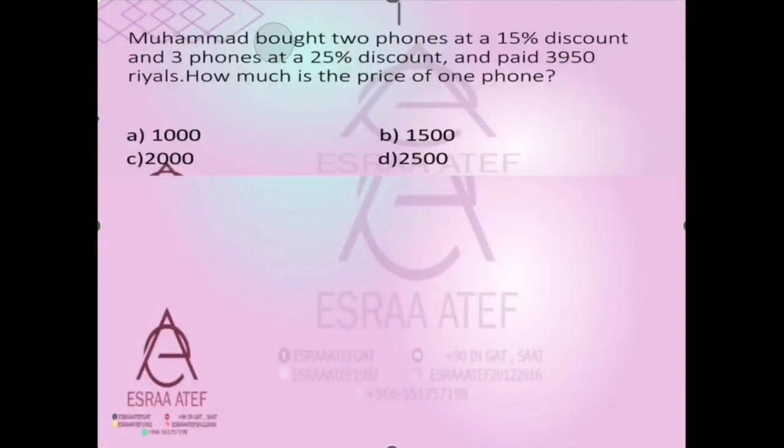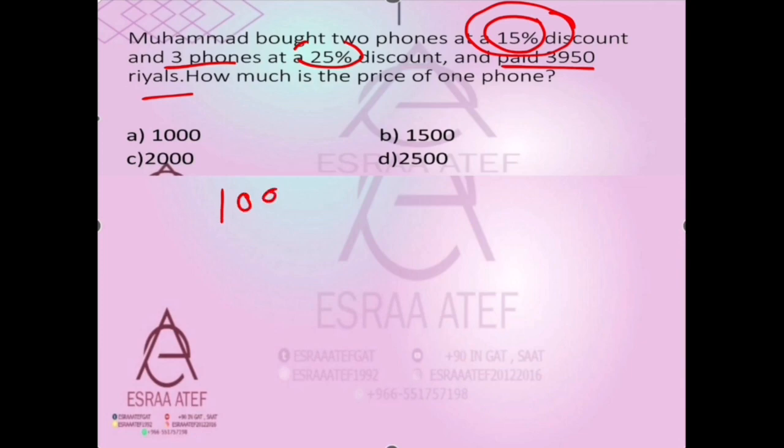Okay, here we have Muhammad bought two phones at a discount of 15%, and three phones at a 25% discount, and he paid 3,950 riyals. How much is the price of one phone? Okay, it's meaning that when I have a discount of 15%, the total is 100%.